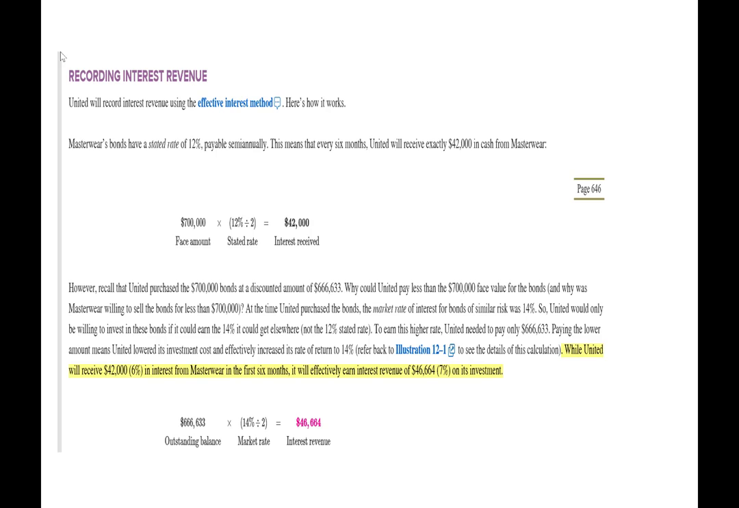Now you come over and we take a look and we say that Masterware bonds have a stated rate of 12% payable semi-annually. This means that every 6 months we'll get the 700,000 face amount times what? 12% divided by 2 gives me the $42,000 of cash interest received, right? But the interest revenue is based on the carrying amount of the bond, right? Okay, so we take whatever the face was minus the discount, which gives me the interest revenue of 46,664. So there's a difference, isn't there?